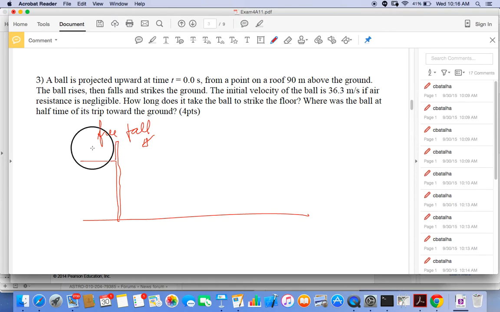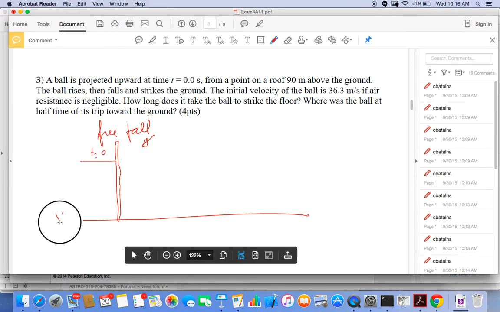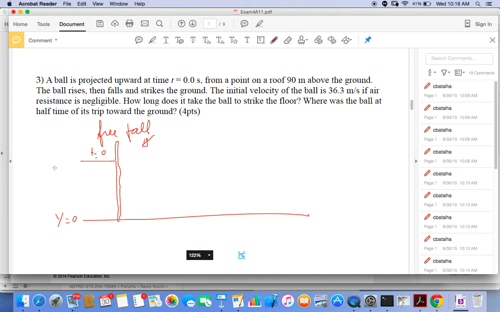So this is time equals 0. We know this is the final position when y is equal to 0. It comes out of the top of a building, and the height of this building is given. So this is 9 meters. And the initial velocity is given, 36.3 meters per second. And then we want to find the time that it takes the ball to strike the floor, so the total time.